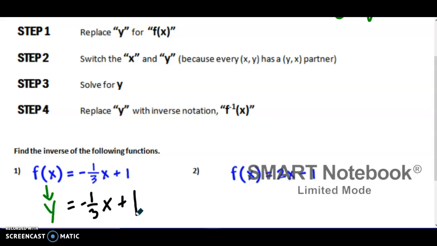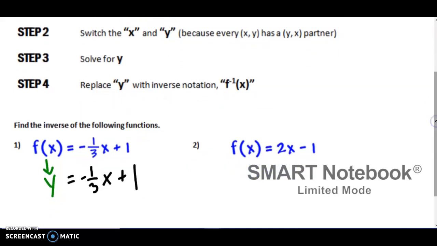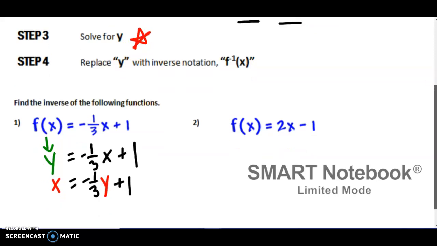Step 2 says to switch your x and your y. Just like we did before, when we exchange them, x and y are partners with each other when it comes to inverses. So that means that I'm going to leave the negative 1/3 and the plus 1 where they are, but this is now going to become my x, and this is going to become my y. They change spots.